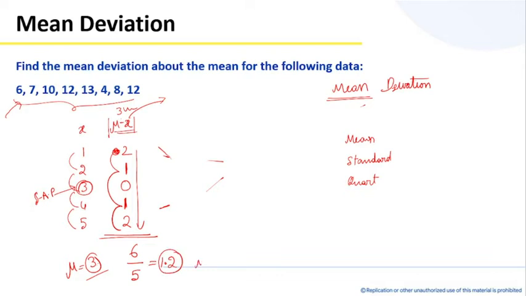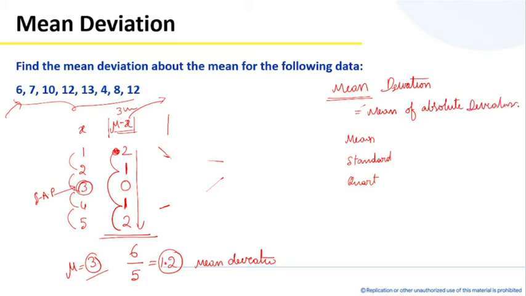This is the mean deviation. Now, what is standard deviation? So let's calculate. Mean deviation is nothing but the mean of absolute deviations. The name itself indicates the mean of absolute deviations.